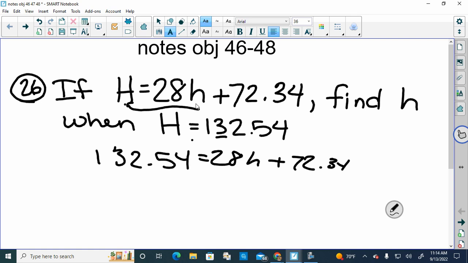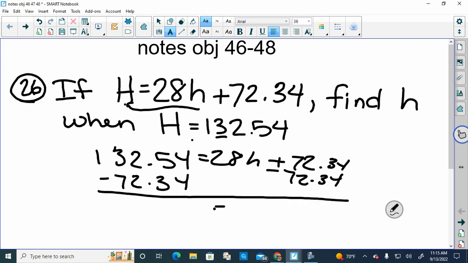So how am I going to move it? What am I going to subtract? Okay, so I'm subtracting 72.34 from one side, and what I do to one side, I gotta do to the other side. Okay, so the 28 little h is still there. Gives you 60.20.